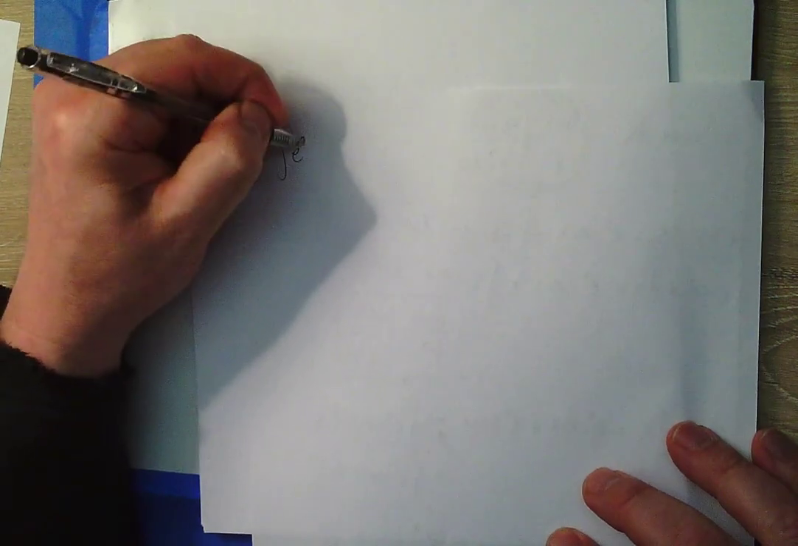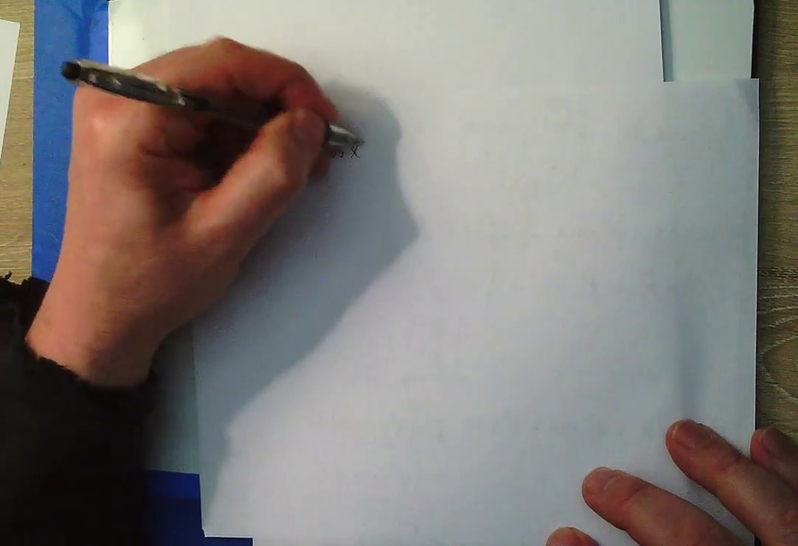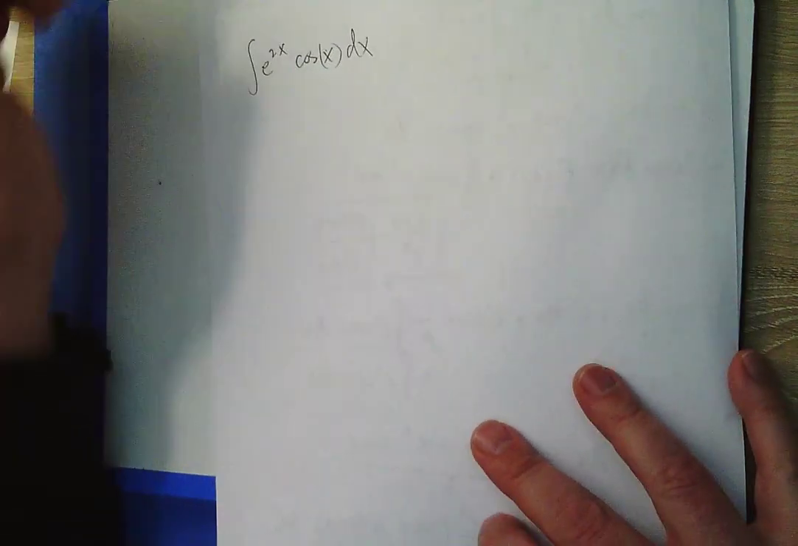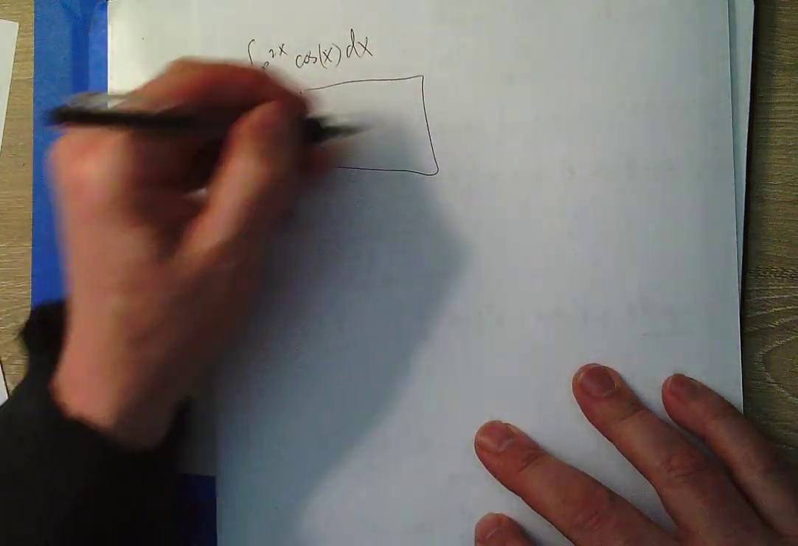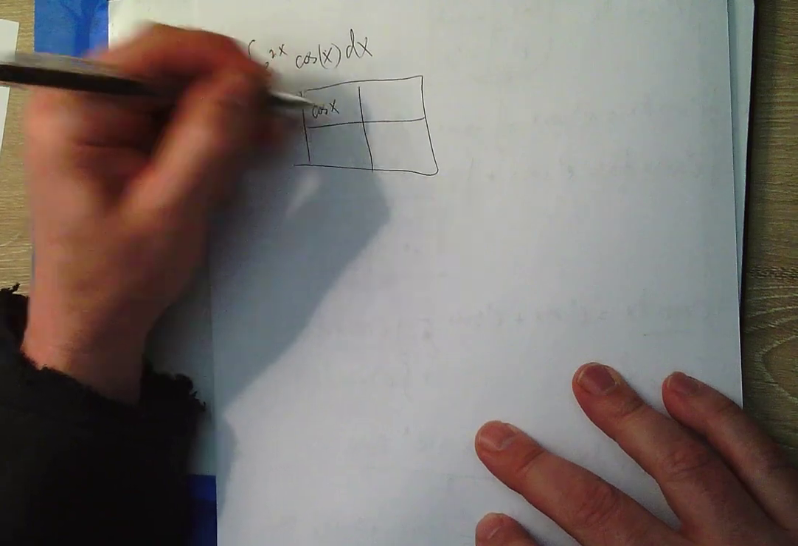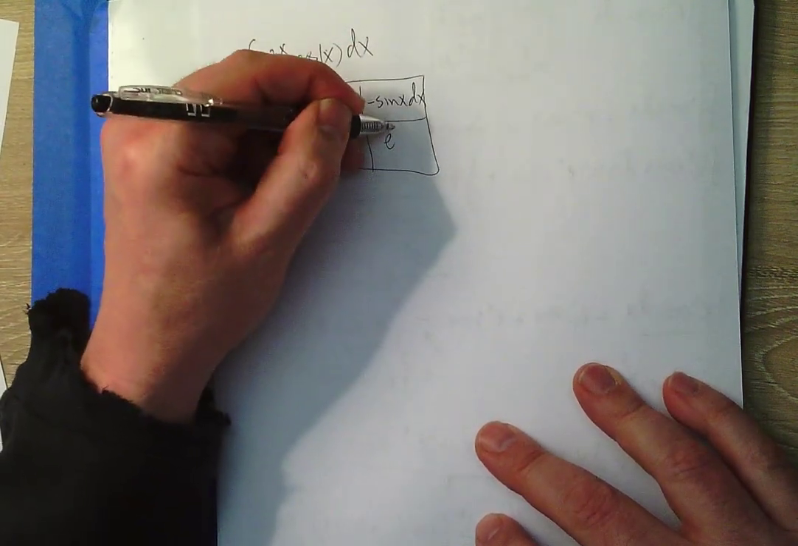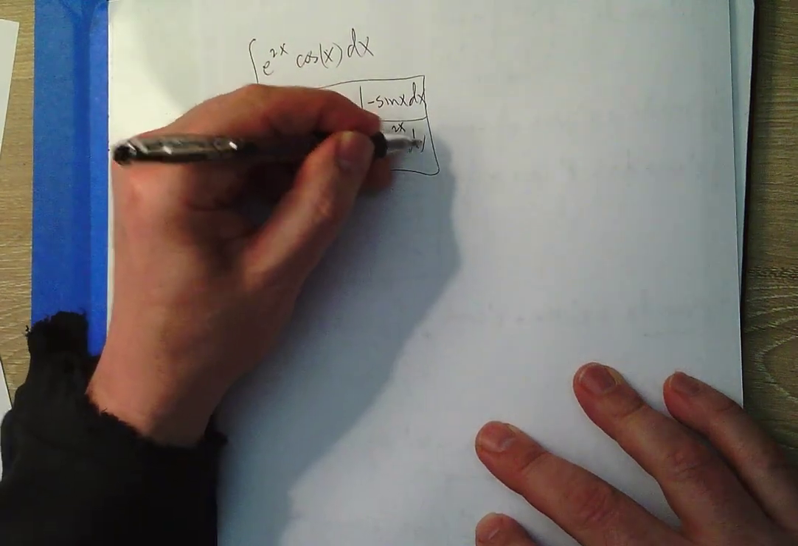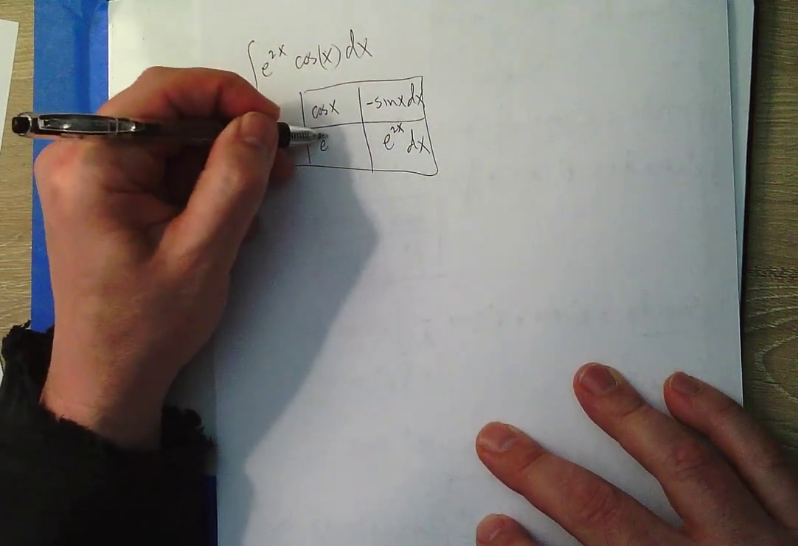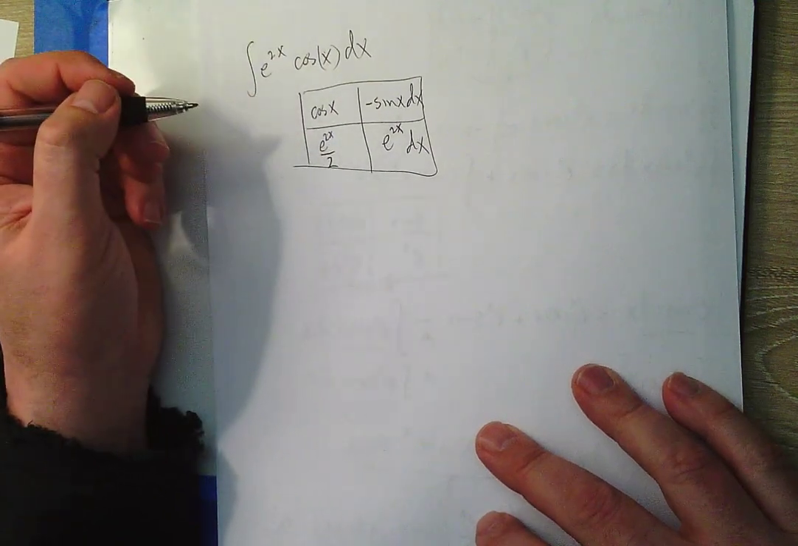Integral of e to the 2x cosine x dx. So this is just a riff on the last one. I'm going to put my trig function up here. Negative sine is the derivative. E to the 2x dx, but remember, when I go backwards, it's not just e to the 2x, it's e to the 2x over 2.